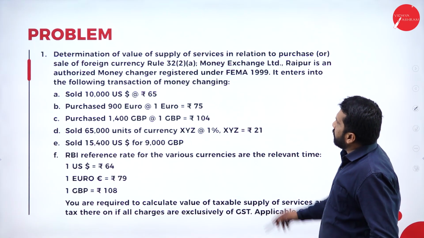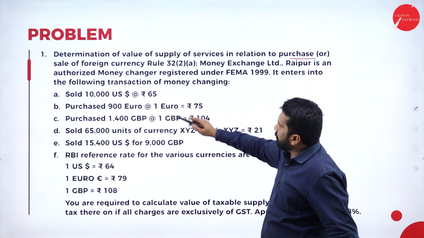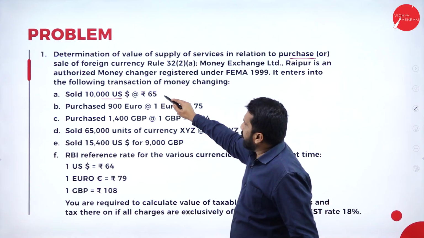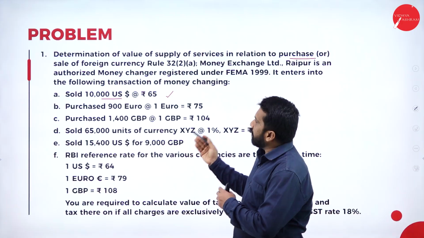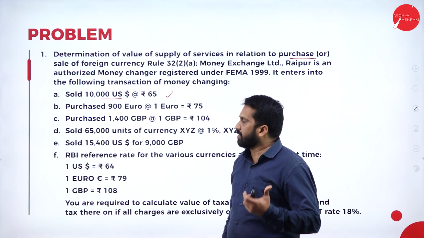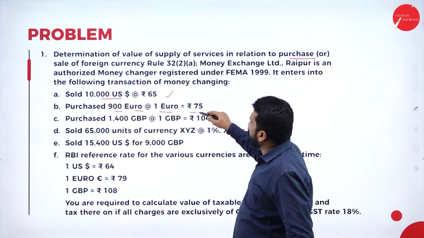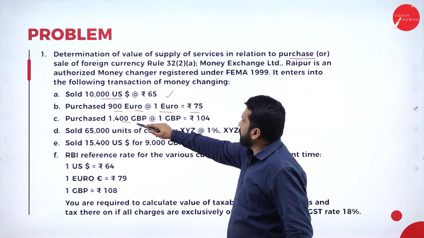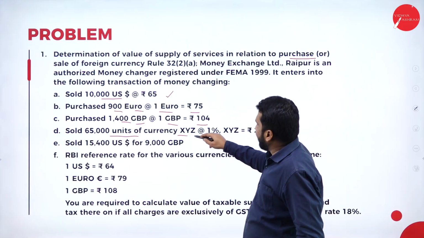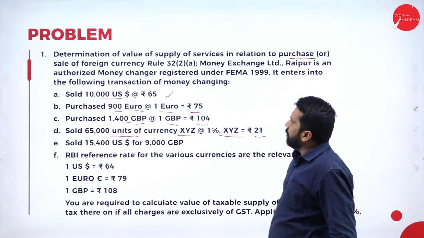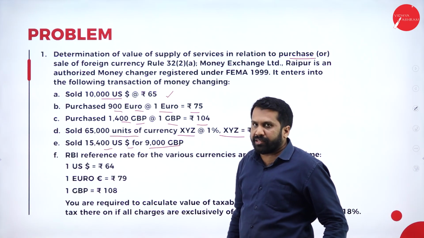Now, determination of value of supply of services related to purchase or sale of foreign currency. Example: sold $1,000 at 65. At present, the US dollar price is 89 to 90 rupees, but earlier it was 65. We have taken the example as 65. Purchased 900 euros at 75 per euro. Purchased GBP at 104 per GBP. Sold 65,000 units of currency at 21. And sold 15,400 US dollars at 9,000 GBP. These are the calculations they have given.